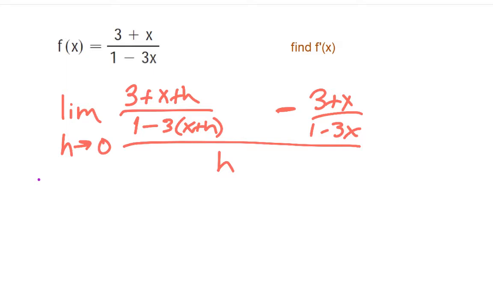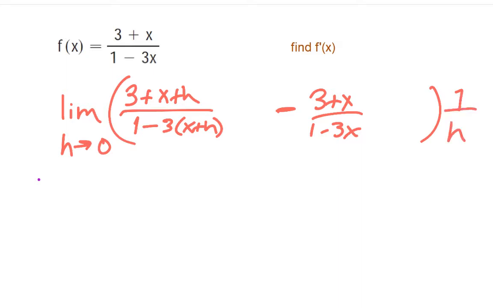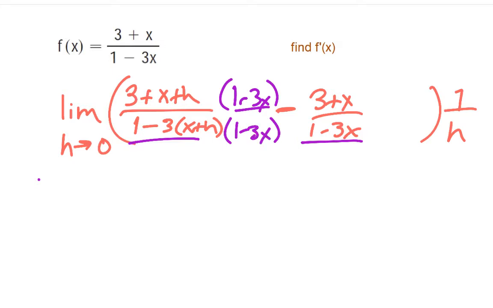Now, what I want you to be aware of is that this all over h, you can actually also do all of it times 1 over h, which might be a little bit easier to see it that way. Now, in order to subtract these, I need to get the denominators the same, so I'm just going to multiply each fraction by what the other denominator is. So 1 minus 3x, 1 minus 3x, and then over here, I'm going to go ahead and distribute the 3 in, 1 minus 3x minus 3h over 1 minus 3x minus 3h.